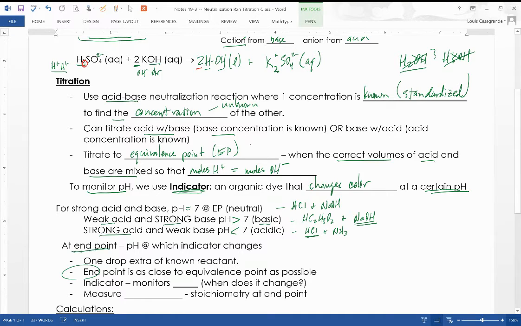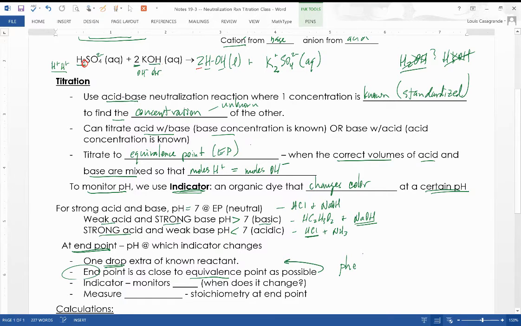So the end point is where you're actually going to stop the titration. Ideally, you want to get the end point as close to the equivalence point as possible. But from the equivalence point, you're going to have to add one more drop of that reactant, because at the equivalence point, you're right in the middle and you don't know. In fact, the dye, the indicator that we use, is called phenolphthalein.